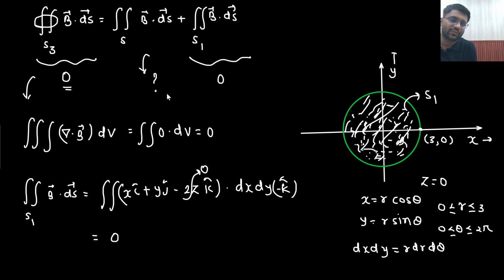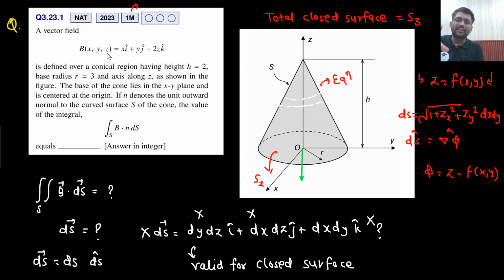That means what will be the answer for this one? 0 equals your answer plus 0. So what is your answer? That is 0 only. Answer will be 0. That's it. The total flux, what did I find out? For this vector field, the total flux passing through the whole closed surface is 0. The flux passing through the downward surface is also 0. That means the flux passing through this curved surface will also be 0 only. No? Say yes or no.